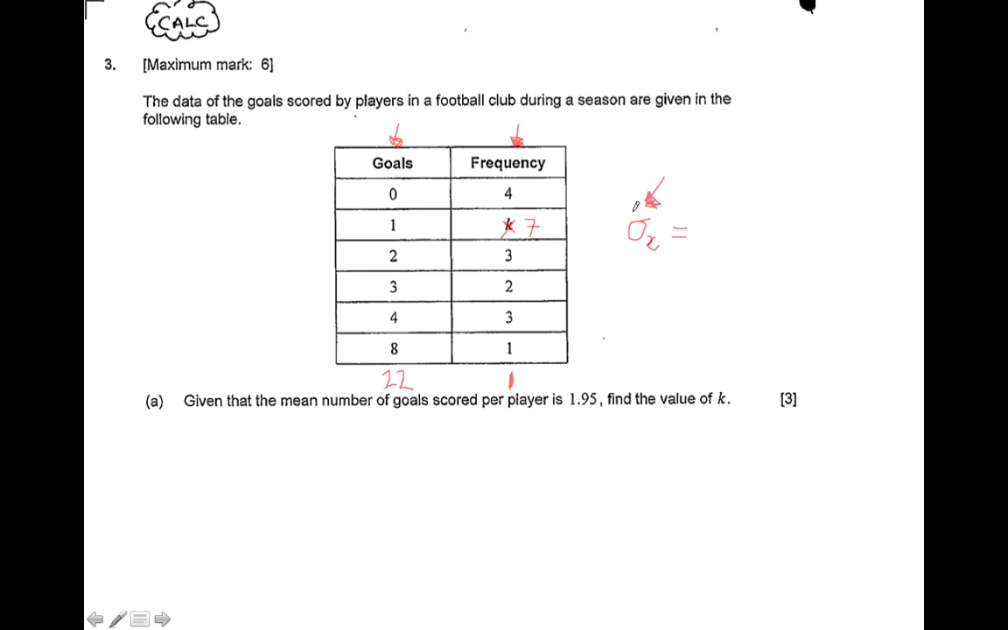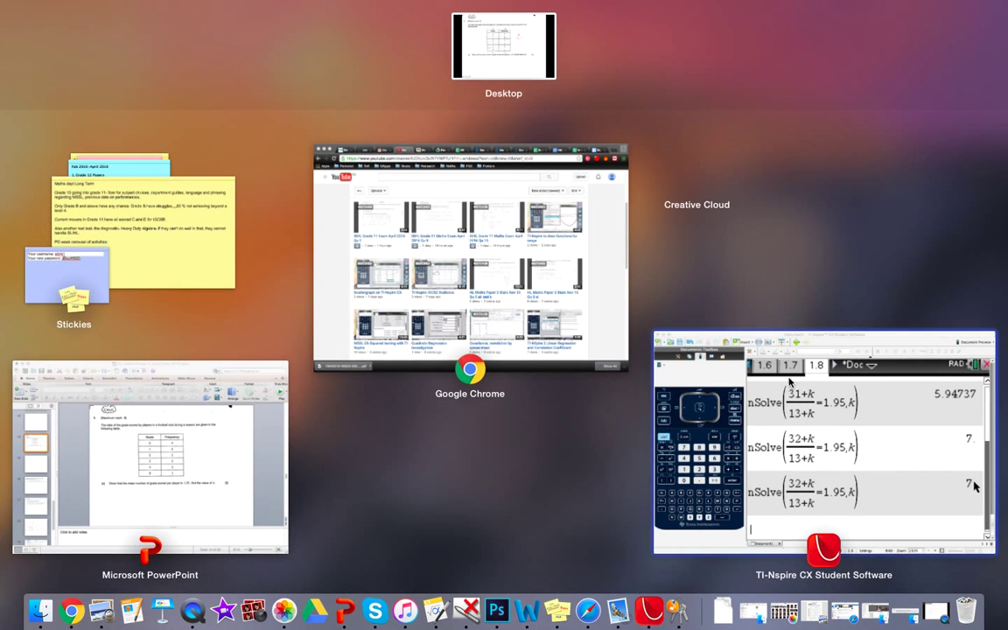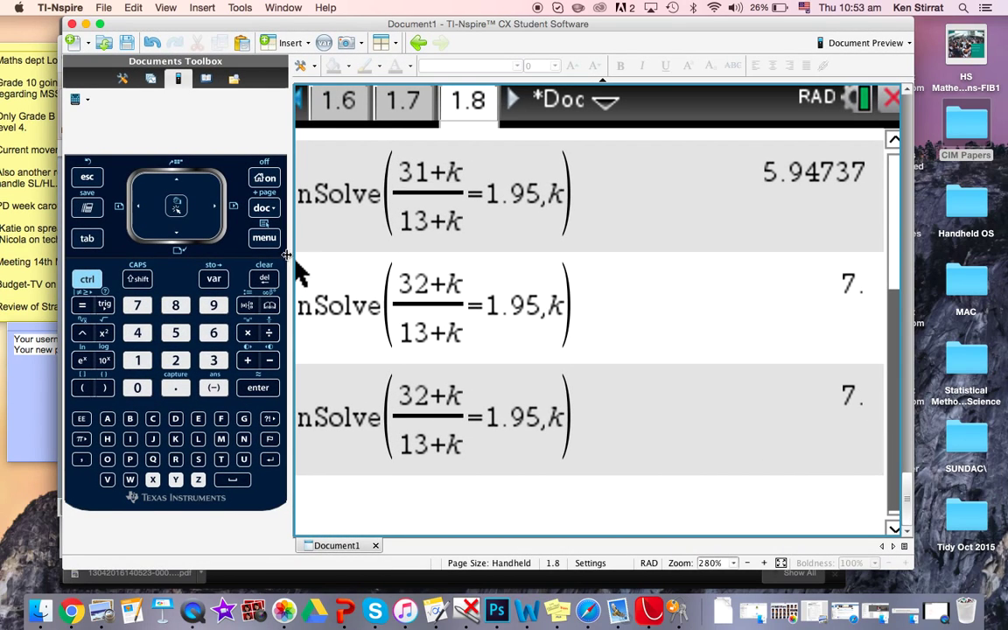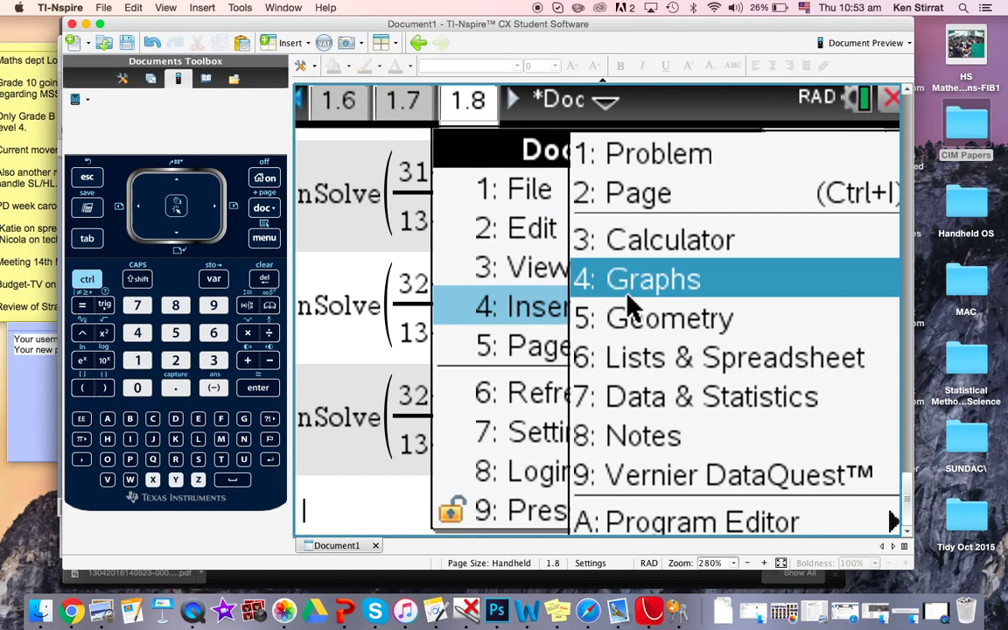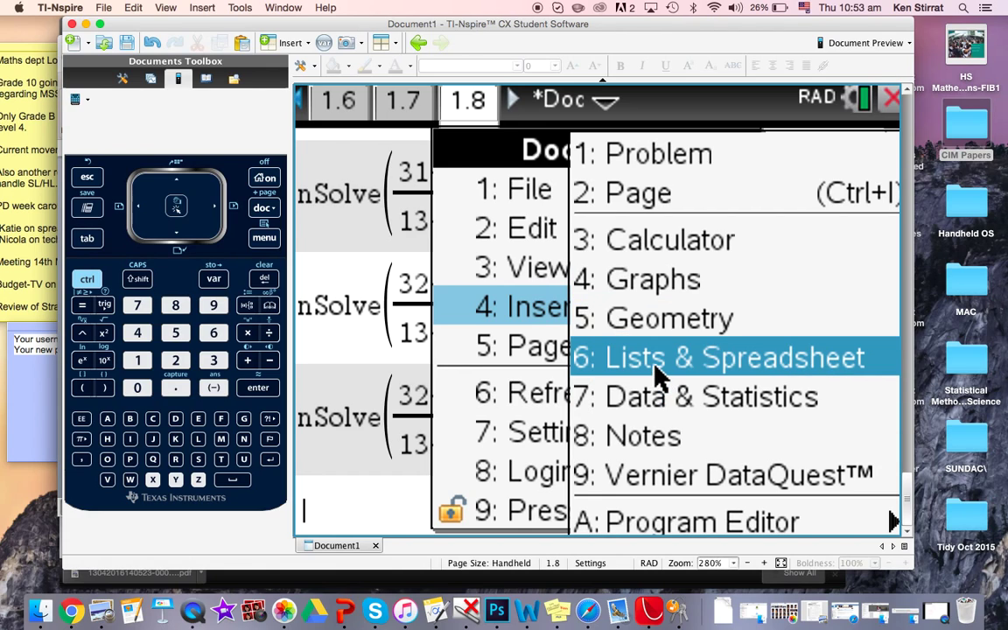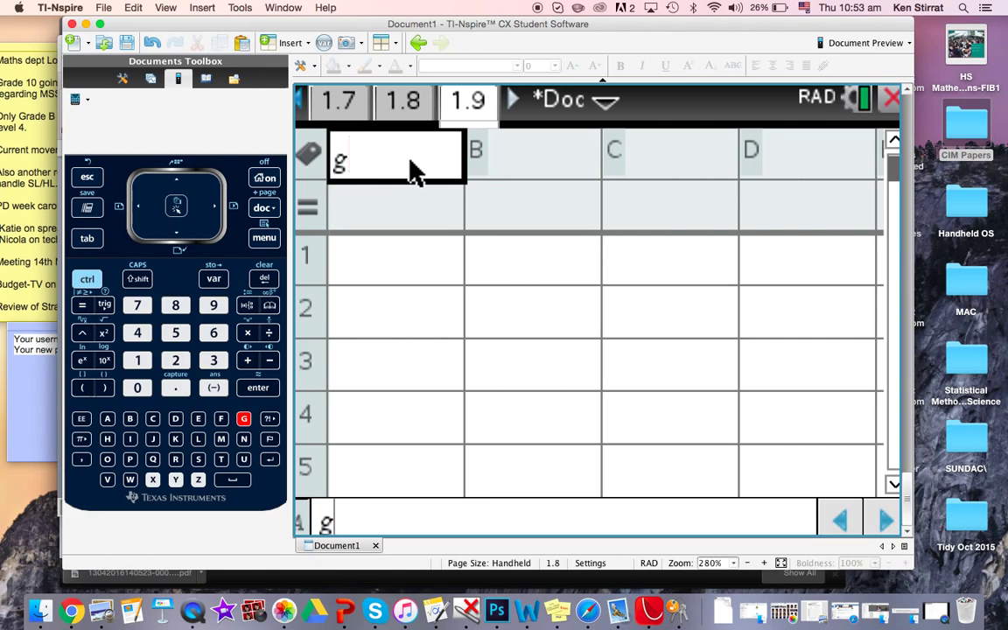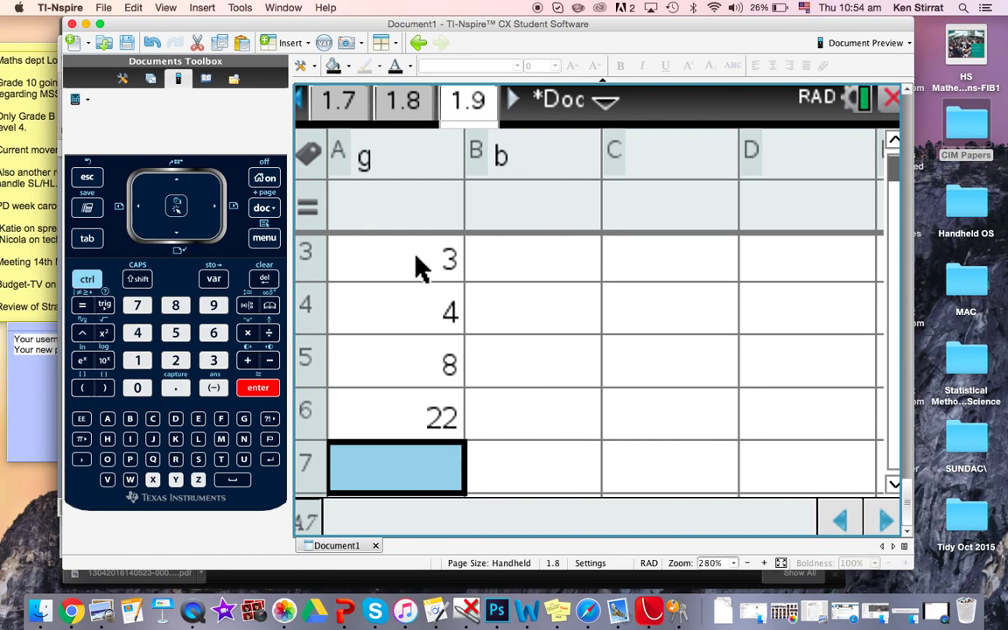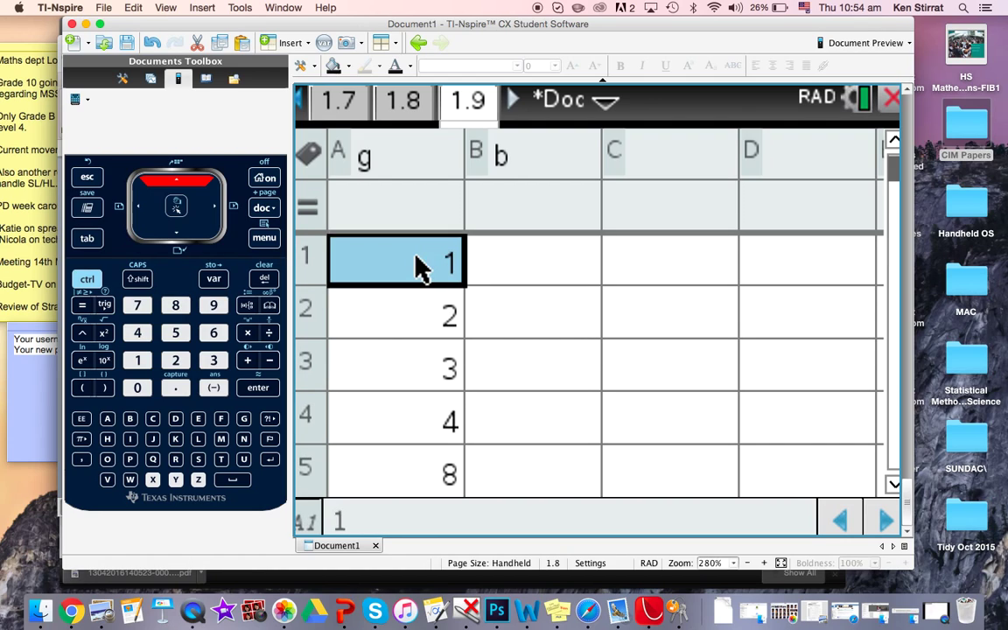Okay, so let's get the GDC out. We've got 0, 1, 2, 3, 4, 8, 22. Document, insert, list and spreadsheets. This will be G for goals, this will be F for frequency. Mine's gone bold, so I must have some data in a previous spreadsheet with frequency. So I'm going to call this A, and A's gone bold, so I've got something called A. I'll call it B. So it's just giving it a header. So the goals scored was 1, 2, 3, 4, 8, and 22, I think. We'll go back and check, because I need the frequencies anyway.